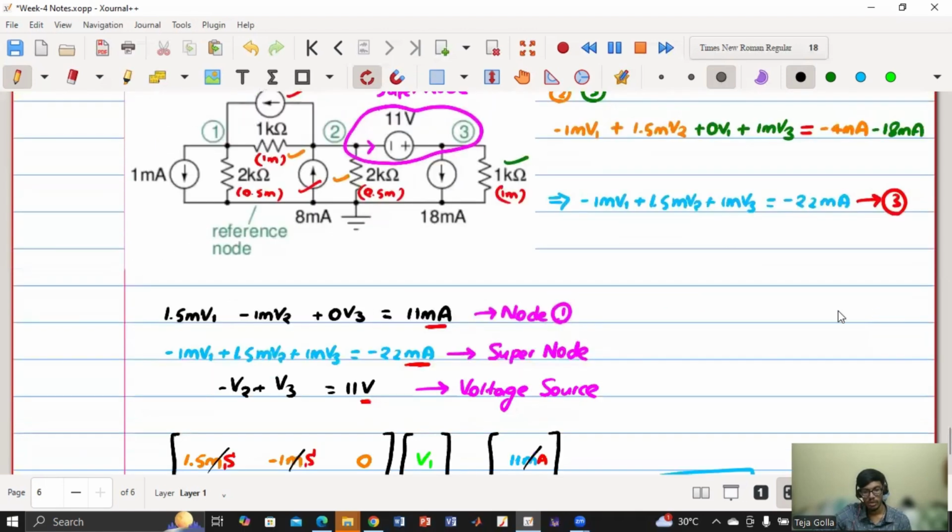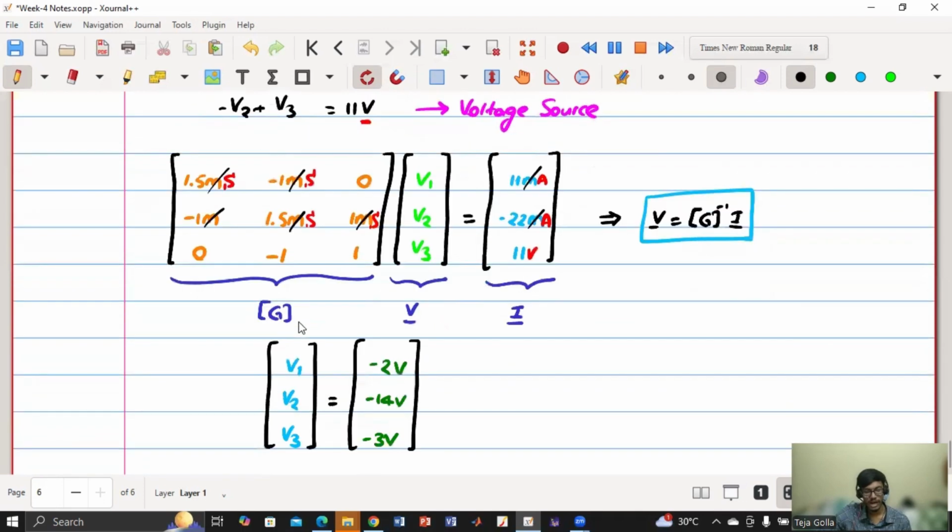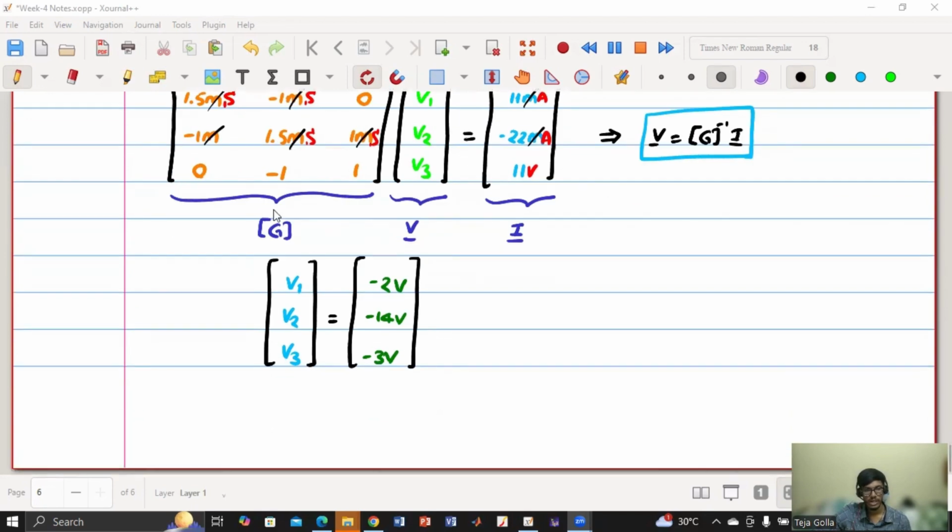So we got one equation from the supernode, one equation at node 1, and one from the voltage source, which will give us the conductance matrix. And you have to be very careful, because two of these rows have milli and one row does not have milli. So I have cancelled all the millis, so there will not be any confusion. And after doing the matrix inversion and multiplying, you will get the V1, V2, V3 expression as mentioned over here, which you can check later.